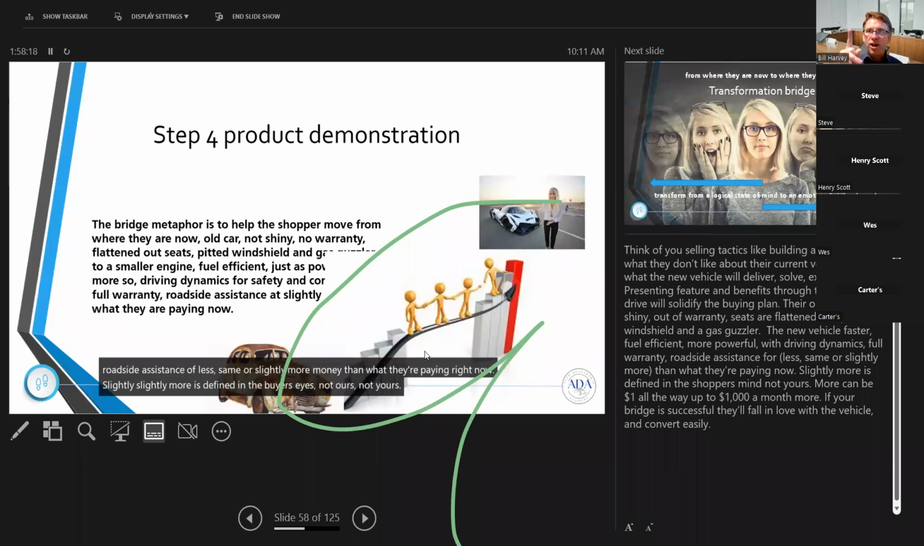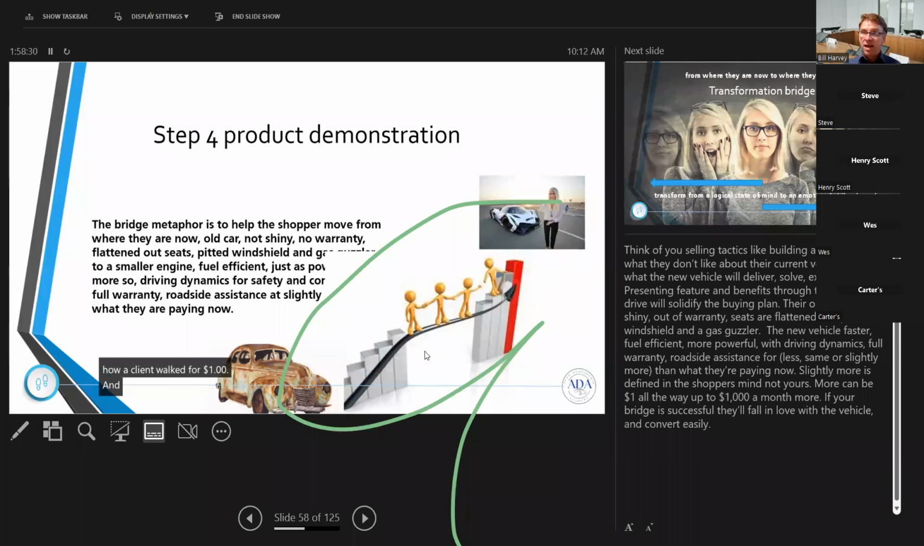More can be $1. Speak to any seasoned professional out there, and yes, they've got a great story to tell you about how a client walked for $1. And of course, more can be, as we're starting to experience more frequently all the time, $1,000 more money on a payment. I'm not talking on gross price. Some payments are up by that much, and even more so. Now, if your bridge is successful, they'll fall in love with the vehicle and then, of course, convert quite easily, even when it's more money.